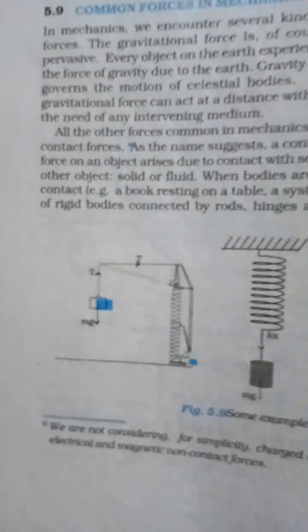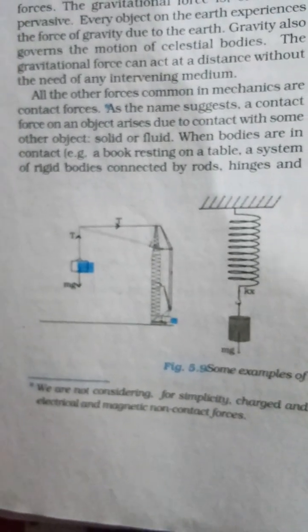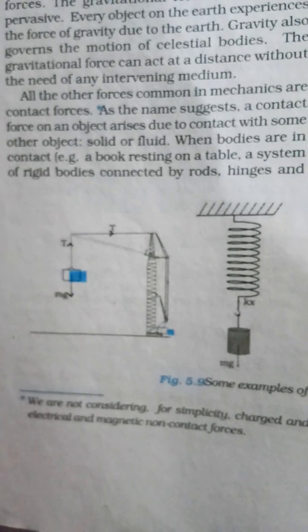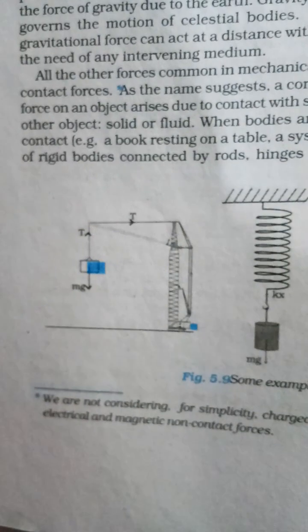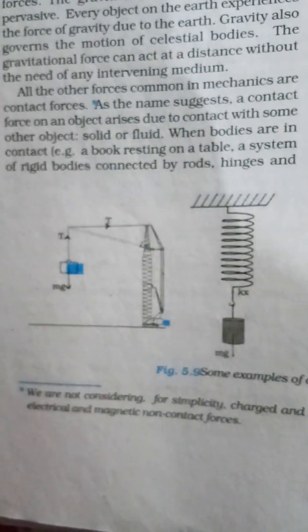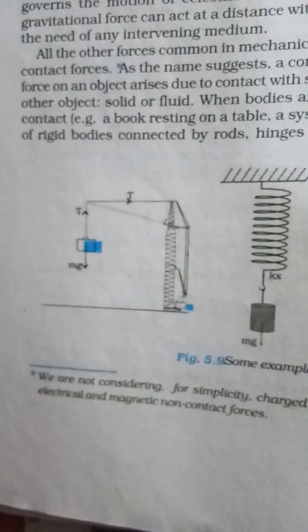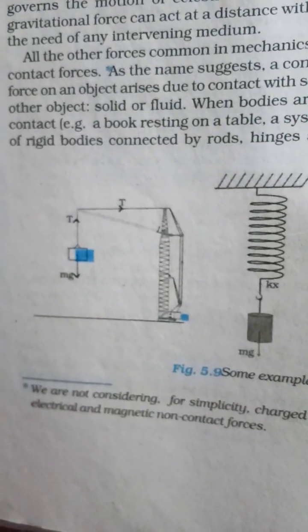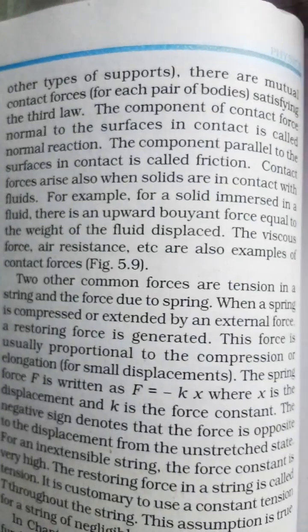All the other forces common in mechanics are contact forces. As the name suggests, a contact force on an object arises due to contact with some other object, solid or fluid. When bodies are in contact, e.g. a book resting on a table, a system of rigid bodies connected by rods, hinges and other types of supports. You can see here.